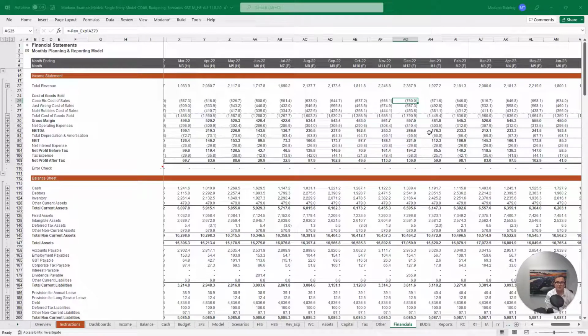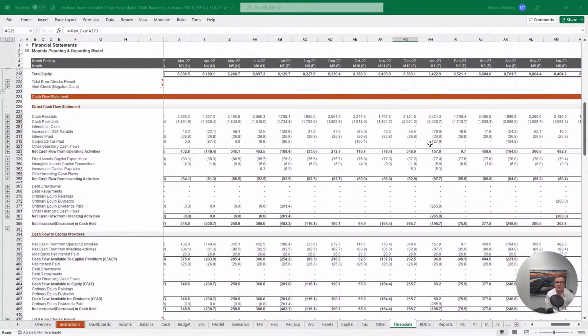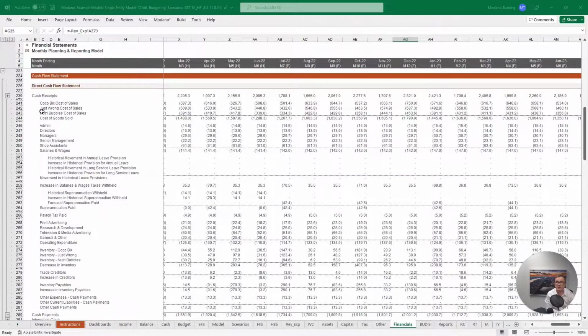the income statement. Scrolling down to see the cash flow impacts as well, scrolling until we hit the cash flow statement and expanding our cash payment section, again we can see our cost of goods sold line item for Cocoa Bix, and therefore in December 22 we also have our $750 hitting the cash flow statement.